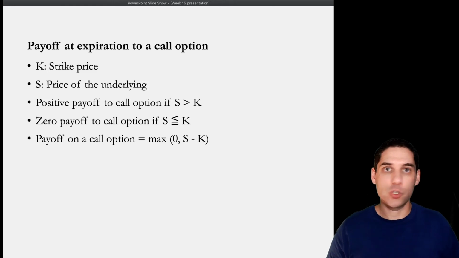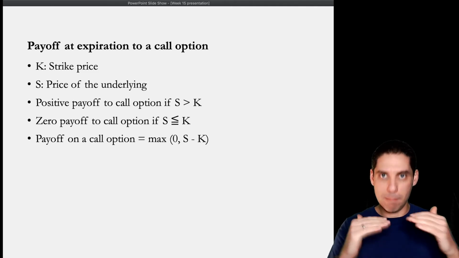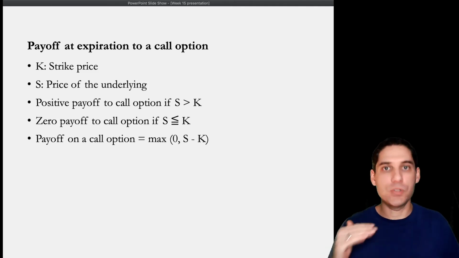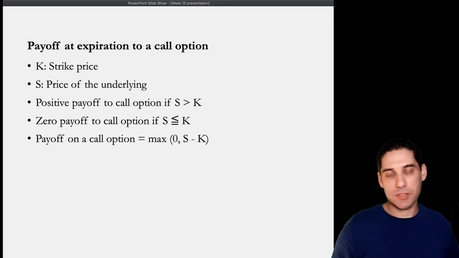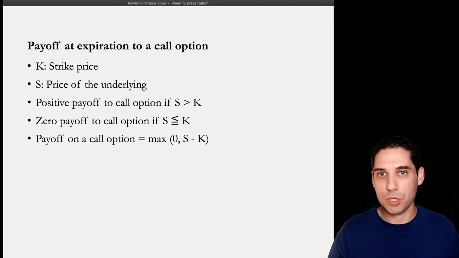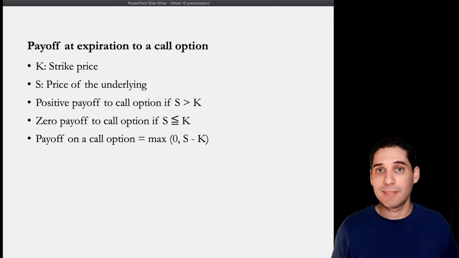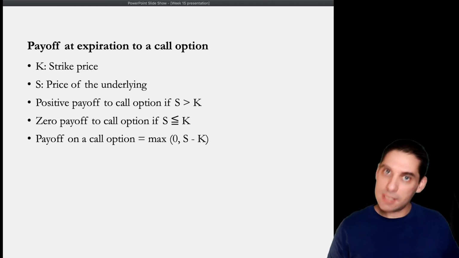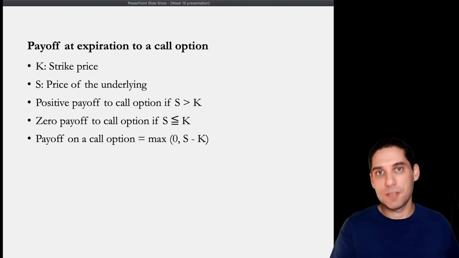And so we can summarize this. The formula for the payoff on a call option is a maximum of either 0 or S minus K. So it cannot be negative. That's the beauty of options, there's no negative payoff, right? If S minus K is positive, then you have positive payoff. If S minus K is negative, then you have 0 payoff.